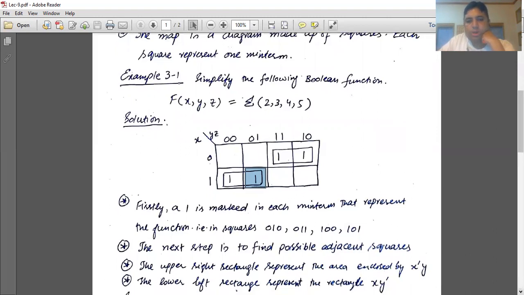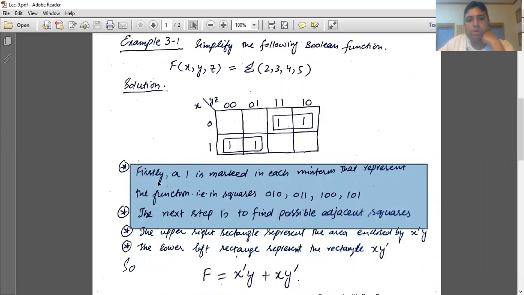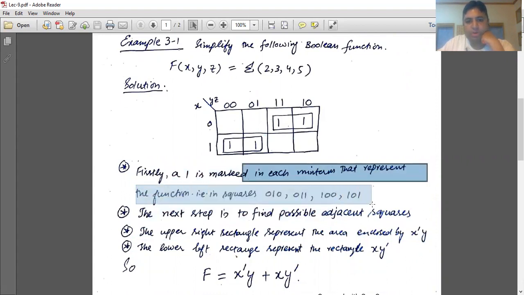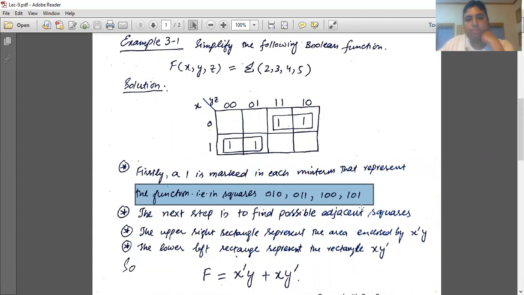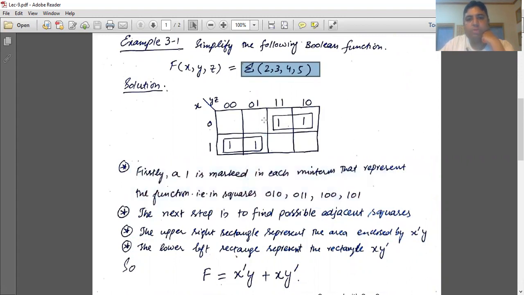You can see here he's written in English the procedure of doing this question. First, a 1 is marked in each minterm that represents the function, in squares 010, 011, 100, 101. So the first step we have already done: we put a 1 in these four squares which are represented here.